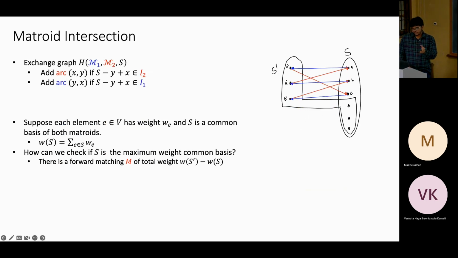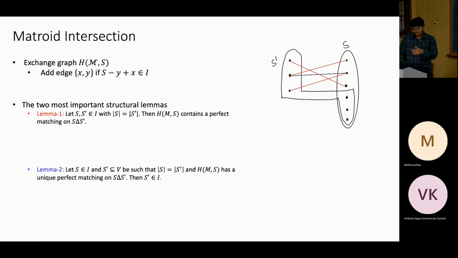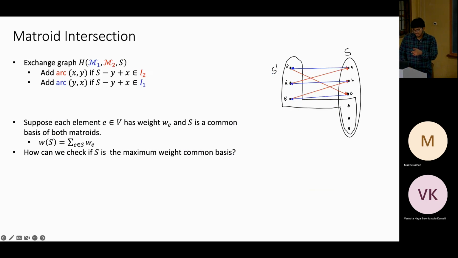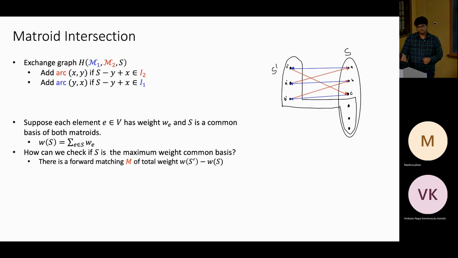Using the first lemma, there is a perfect matching. Let's say there is another common basis S dash that has larger weight than S. Then we know that there's a forward matching, and the total weight of that matching is just the difference of weights of S dash and S, just because the weights were Wx minus Wy. So if S dash is of higher weight, then this is positive.